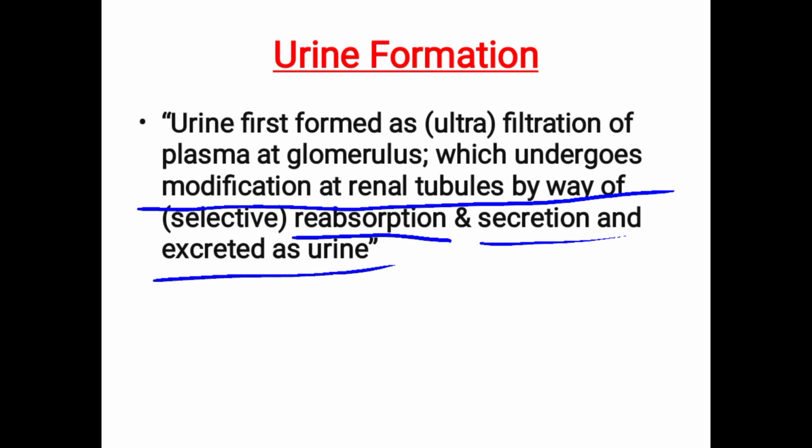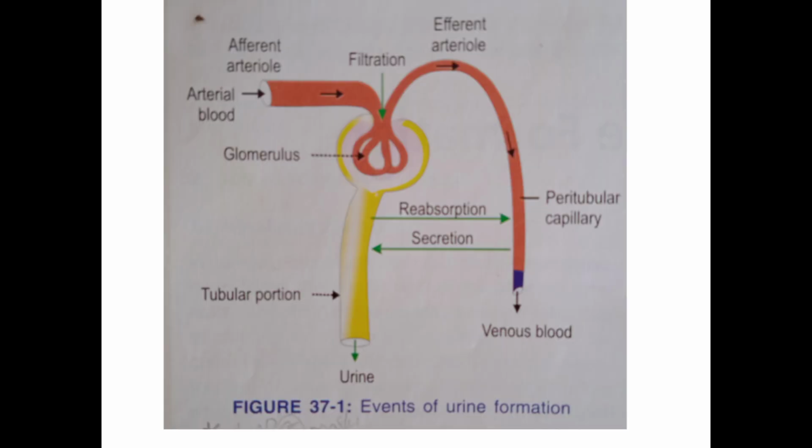Selective means only the important substances like sodium, potassium, and glucose get reabsorbed, and secretion means unwanted substances get secreted into the tubules, and those will be excreted along with the urine. So you can see the diagram. This is the glomerulus. This is the Bowman's capsule that is continuous with the tubular portion.